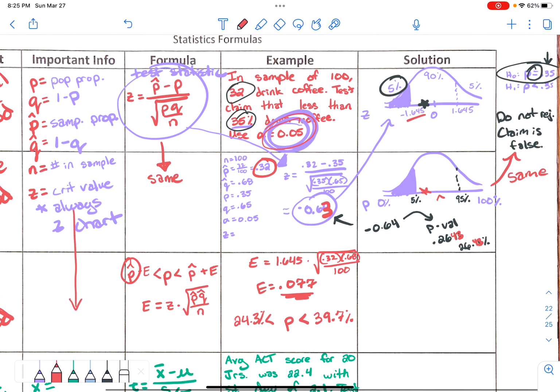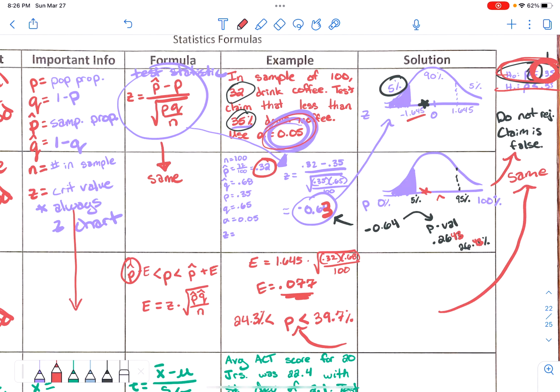And then what we're doing for the confidence interval method, this is kind of the easy part. My hypothesis, looking up here, was 35%. What we're looking to see is, does 35% live in here? And if it does, then that means we're going to circle this top part and cross off the bottom one. So same result as what we got before. Do not reject, claim as false, because 35% does in fact fit in there.